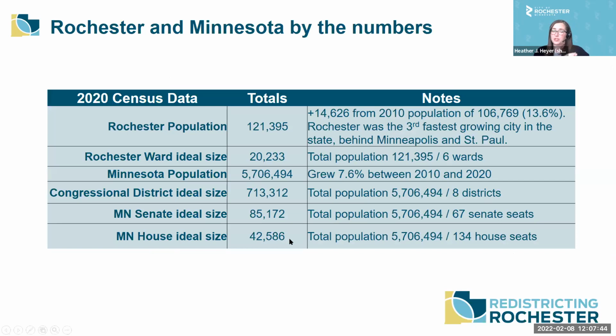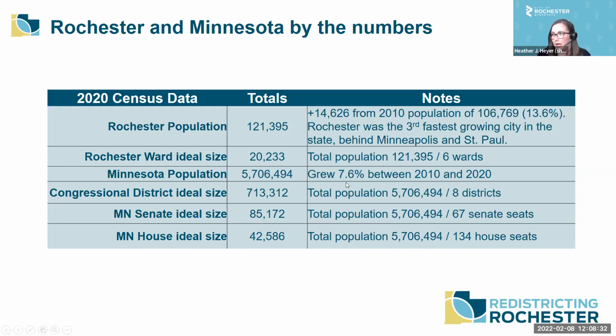So, Minnesota and Rochester by the numbers. This information, the 2020 census information, was considerably delayed, but we did get it this spring. We know that Rochester had about the 3rd fastest growth in the state of Minnesota, right behind Minneapolis and St. Paul. Our population now is 121,395, a growth of about 13.6%, which is ahead of the curve in the state of Minnesota. When you take 121,395 and divide that by 6, our new ideal ward size for equal population is 20,233.